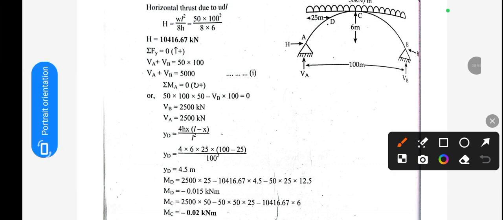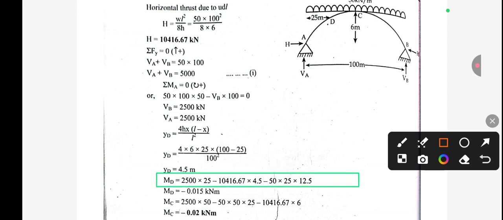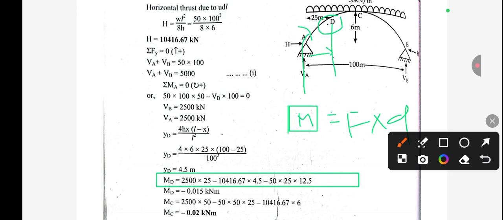The moment can be calculated directly with the formula force into distance. As we know, moment generally means force into distance. If we need to calculate the moment at this section, then this VA will be acting clockwise. So VA means 2500 into this distance, from here to here, which is 25. So 25 into 2500. Now you can see this VB is acting anti-clockwise.